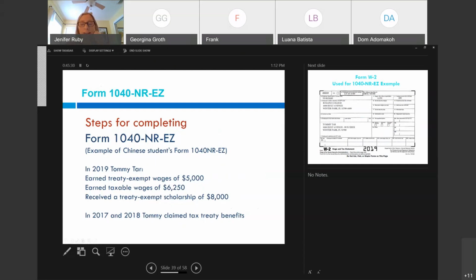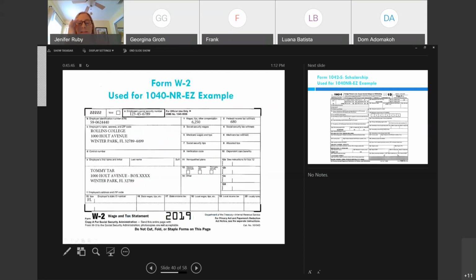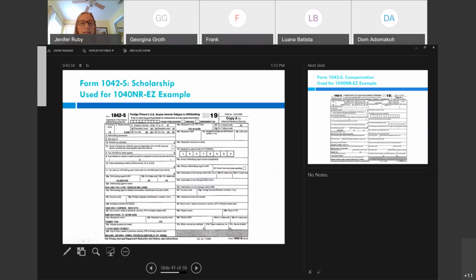So he earned the scholarship, but the college was able to exempt up to $8,000 because of the tax treaty. Here's his W-2. I already mentioned the $6,250. Here is the scholarship that he earned. You can see in number 2, $8,000. So that's the scholarship, and the income code is different than the other example that we looked at.